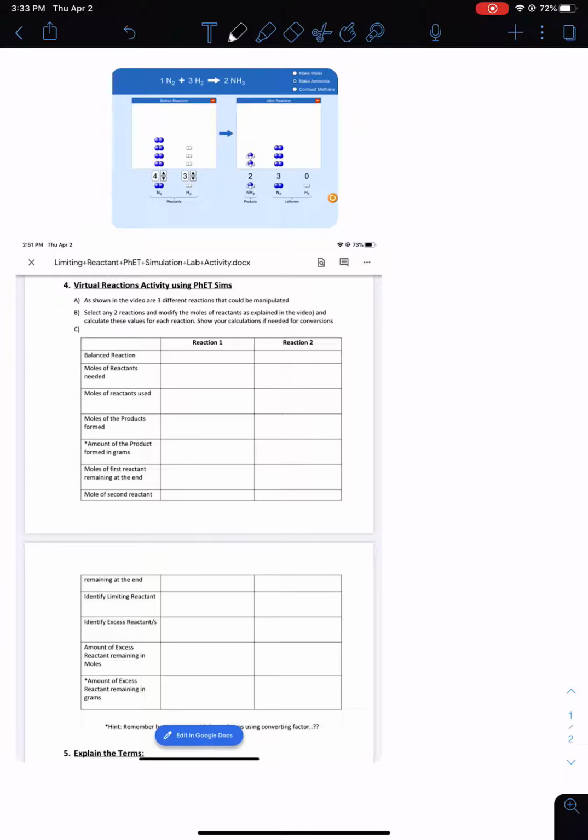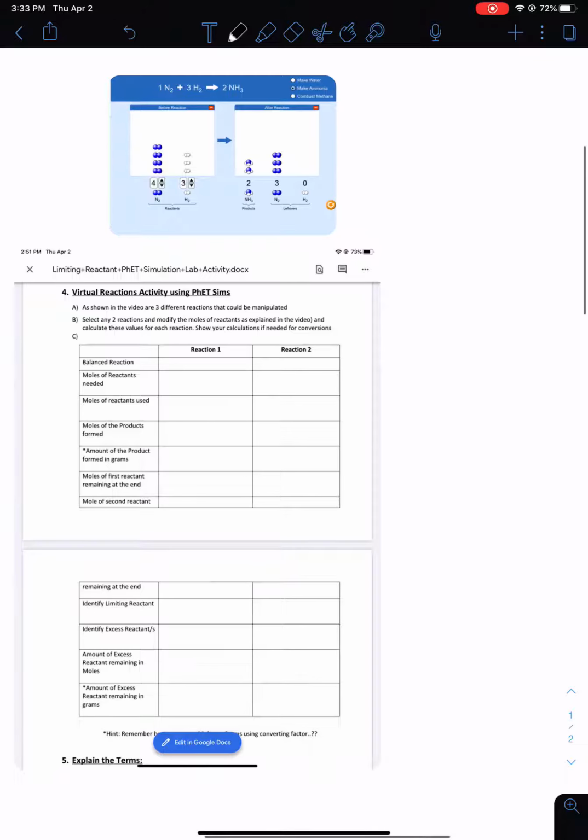So the balanced reaction. The balanced reaction is what's written in that dark blue at the top. So I have 1 N2 plus 3 H2 yields 2 NH3. The moles of the reactants needed, that is the coefficients in that reaction I just wrote. So in that reaction, I have 1 N2 and I have 3 H2.